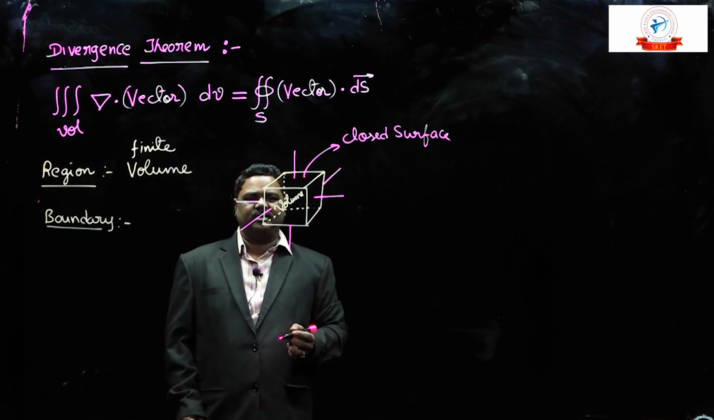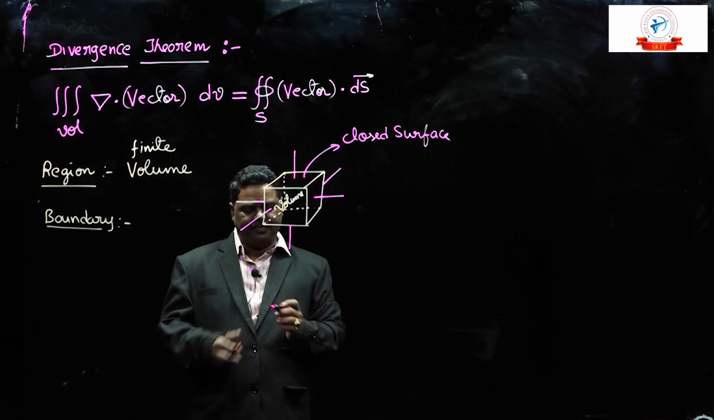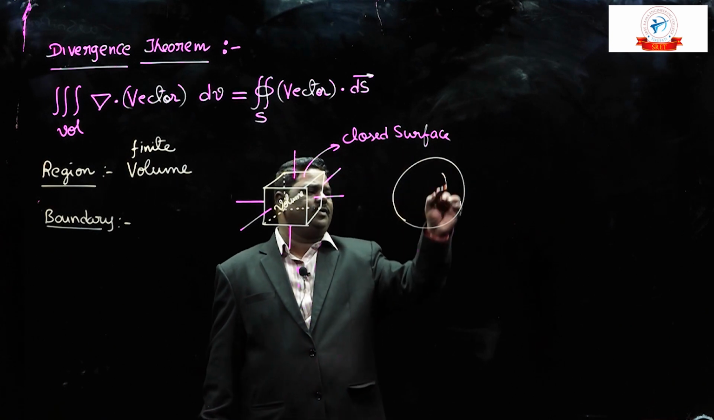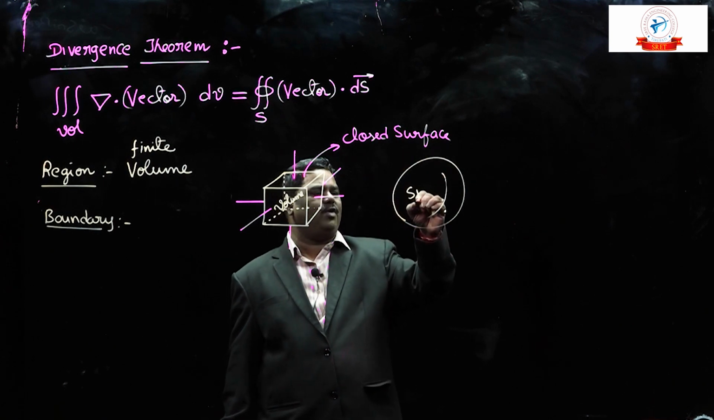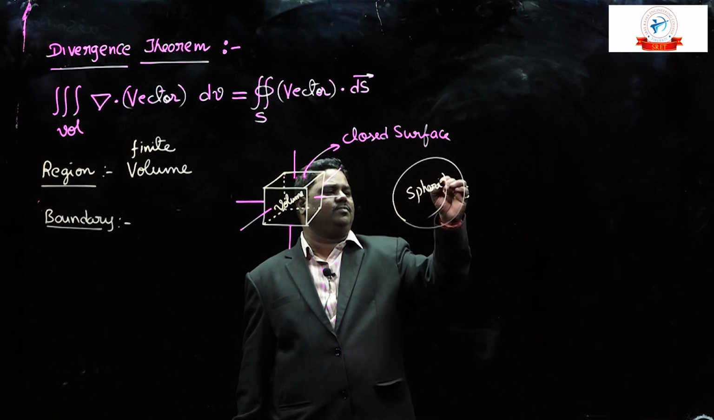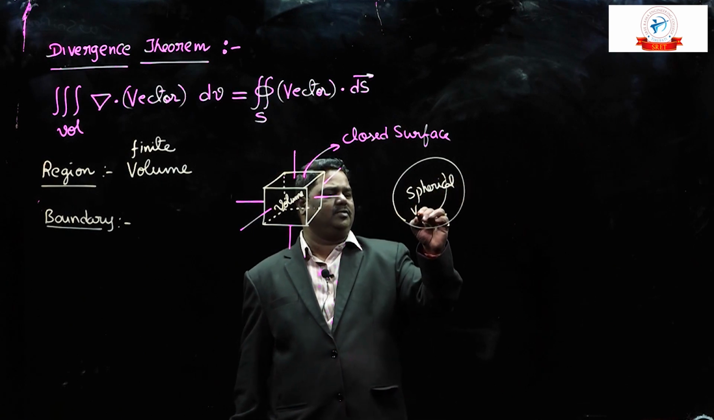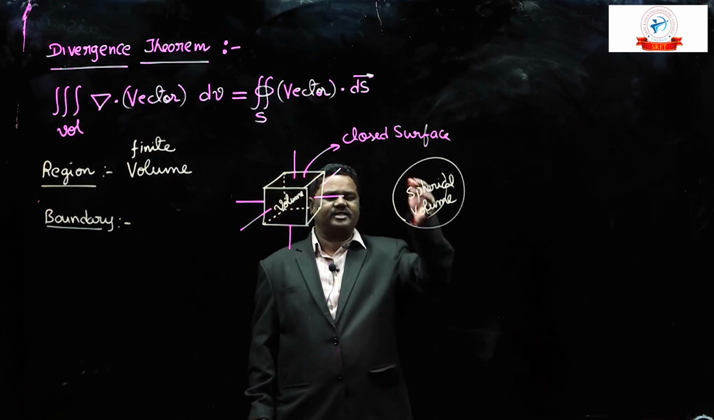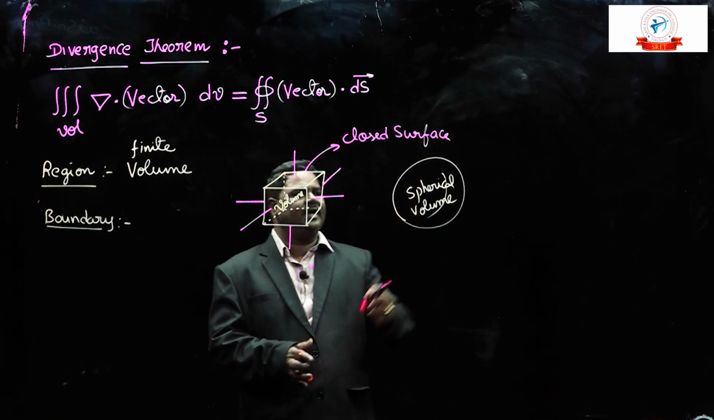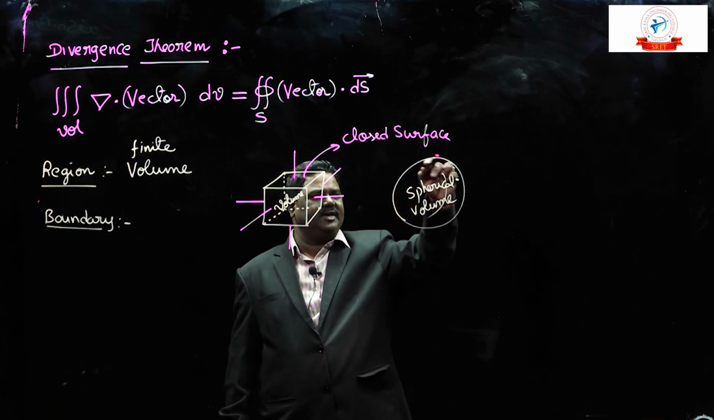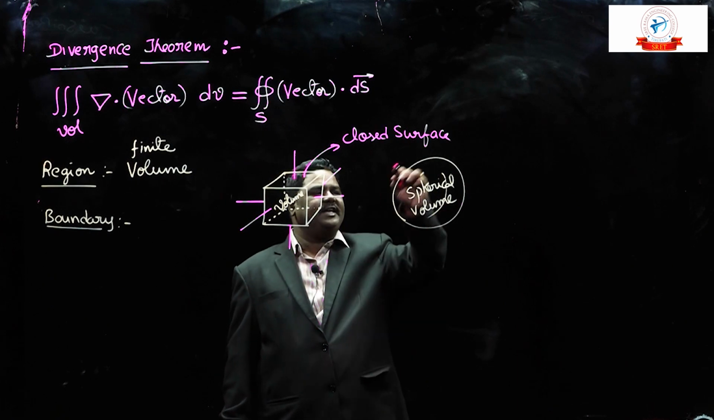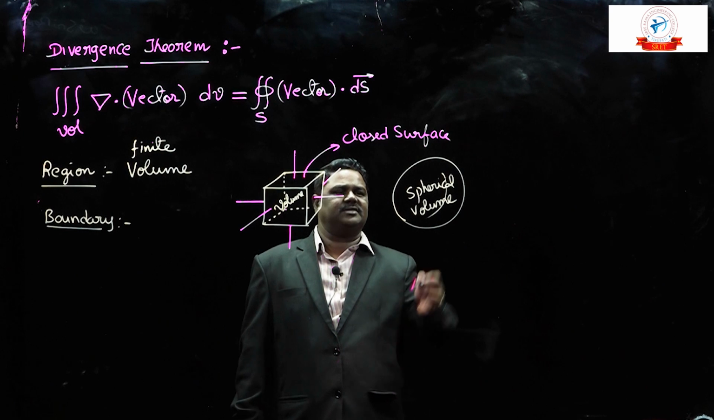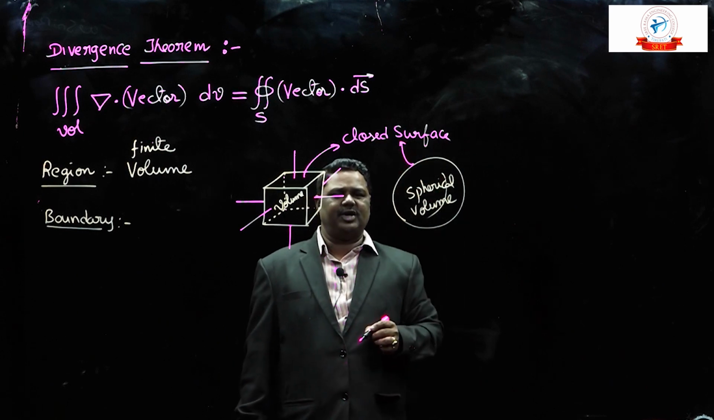Not only this shape, consider any finite volume, like a spherical volume. For this spherical volume, what is the boundary? The entire surface of the sphere is the boundary. Will the entire surface of this sphere form a closed surface or an open surface? Definitely it is a closed surface.